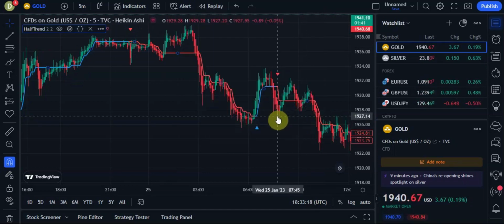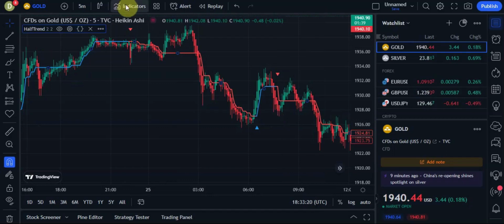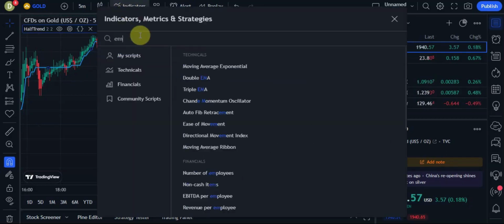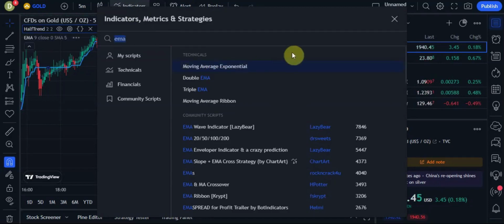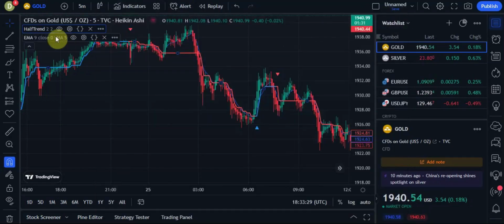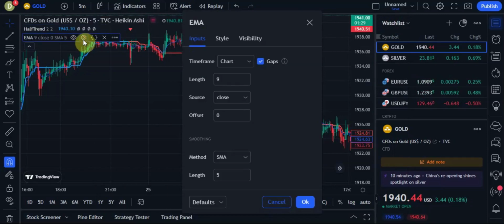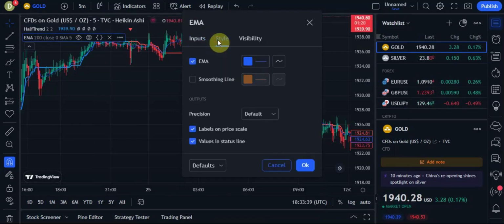There we go. And for our second indicator, let's go ahead and type in EMA. That's for our moving average exponential. And then we'll just go to settings and then inputs. And let's change the length to 200, and then we'll go to style and we'll change the color to yellow.